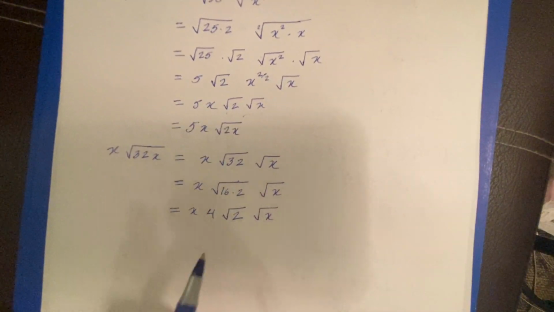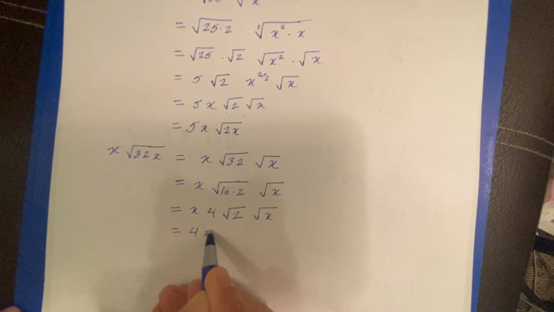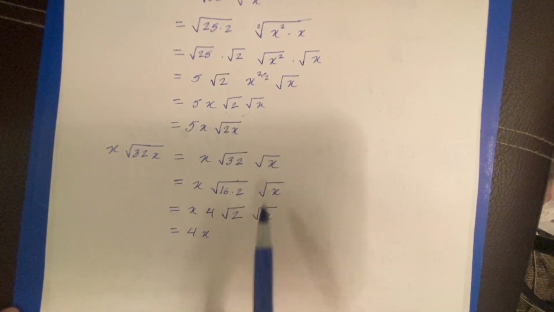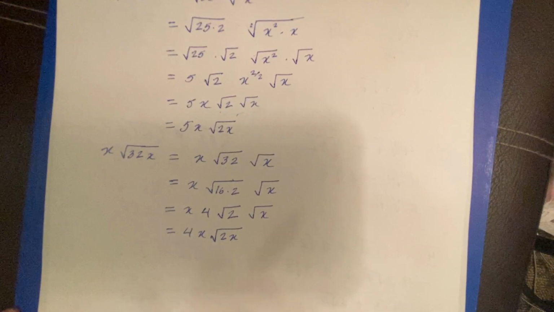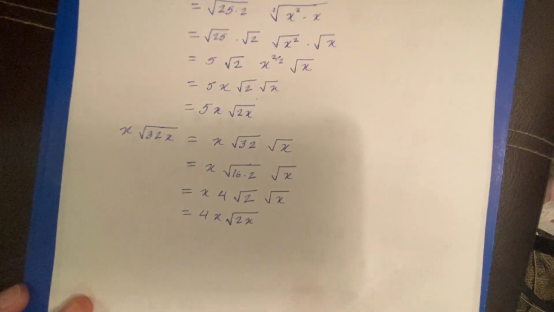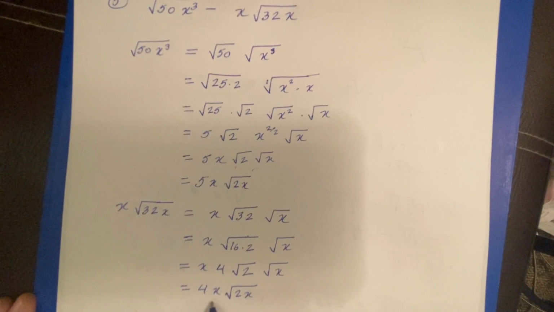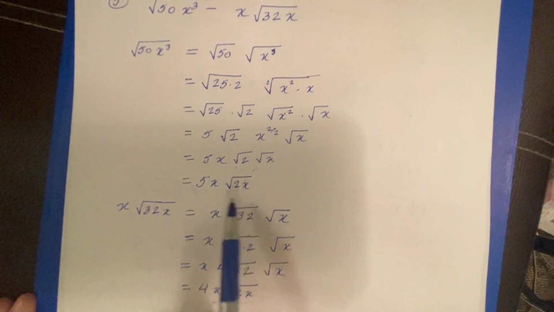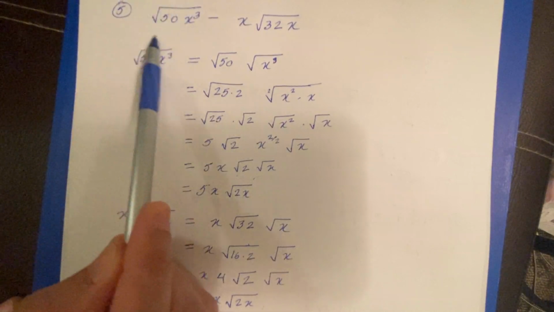All right, now we can arrange this as 4 times x, 4x, and square root of 2, square root of x, just like I did here. We can again combine these to a single square root. So now, when we see these two, we have like terms, right? These are the same thing.